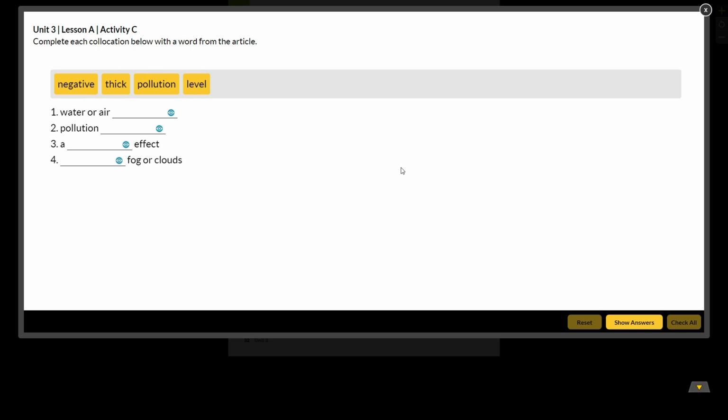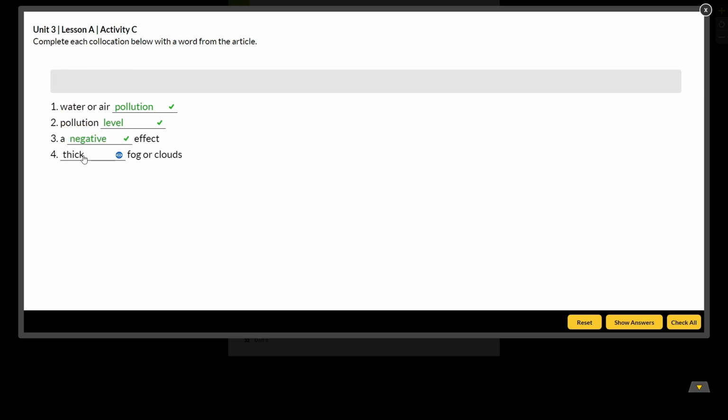So, water or air pollution. Okay, pollution level. A negative effect. And thick fog or clouds.